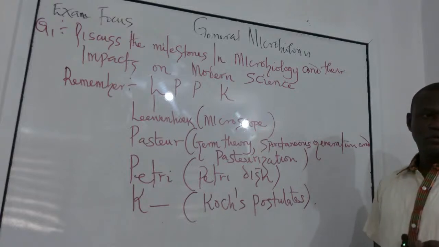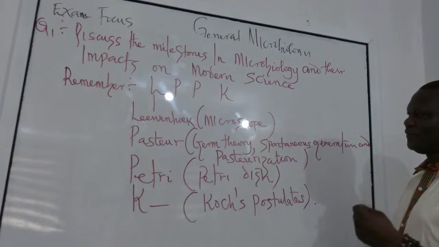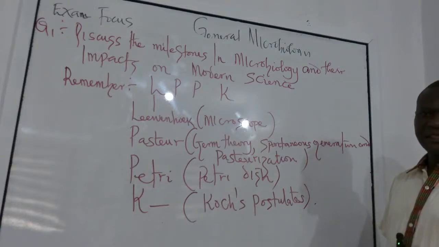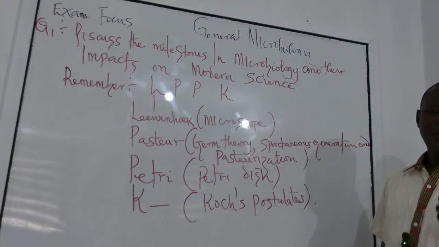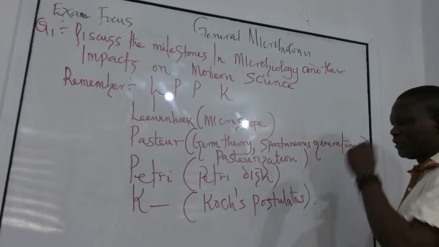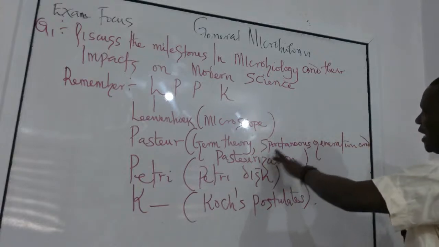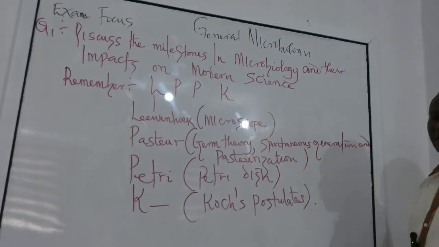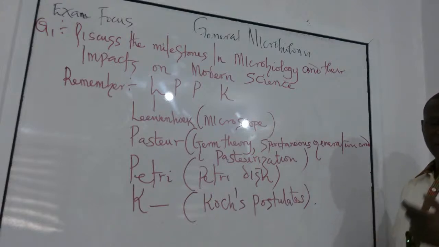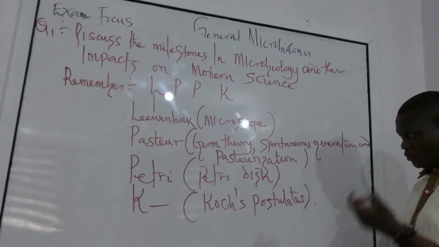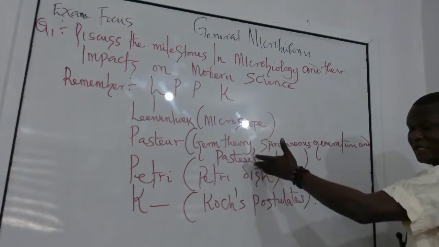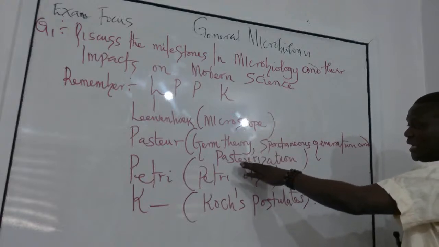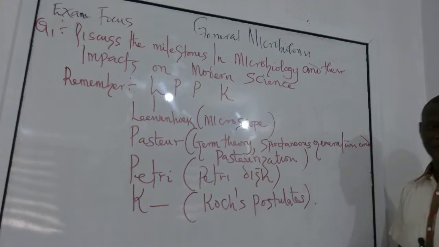Louis Pasteur was the one that actually came up and said that diseases or infections are caused by germs, something too small to be seen by our naked eyes. Apart from that, I told you about the controversy that surrounded spontaneous generation, which I expected you to still go and read more about. Then Pasteur is also very relevant and popular because of pasteurization.